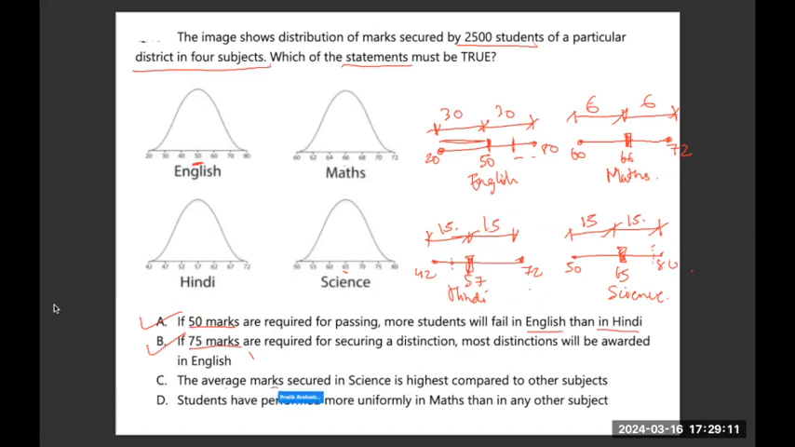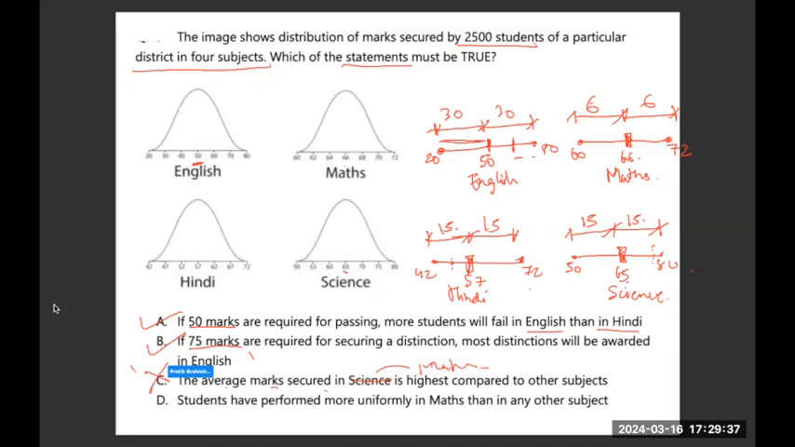The average marks secured in science is highest compared to other subjects. Average marks secured in science is 65, but in maths we are getting more. Average marks in maths is 66. So if this was maths, then it would be correct, but otherwise it is wrong.